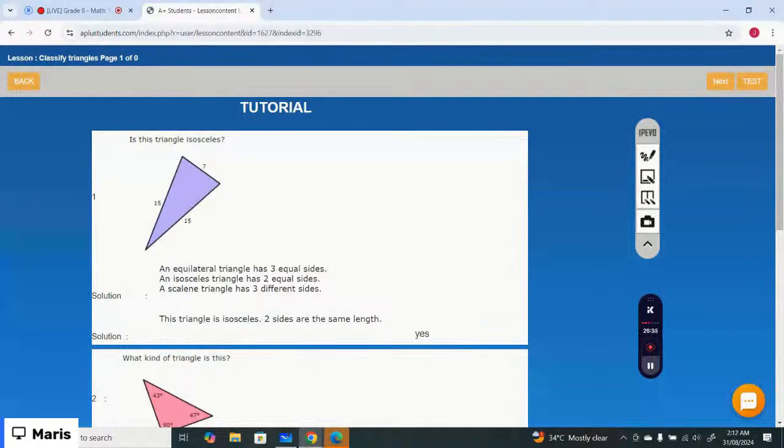An equilateral triangle is the one that has all three sides equal in measurement. Then the isosceles triangle is the one that has two sides equal in length. And the third one is scalene, the triangle that has no sides equal in length, like all three sides are different in measurement.